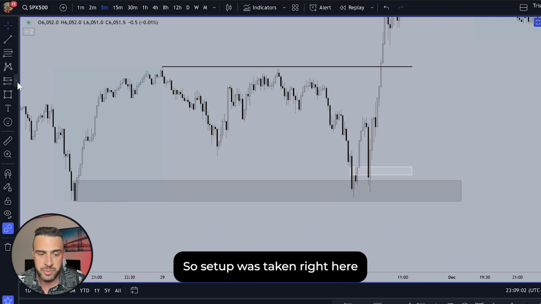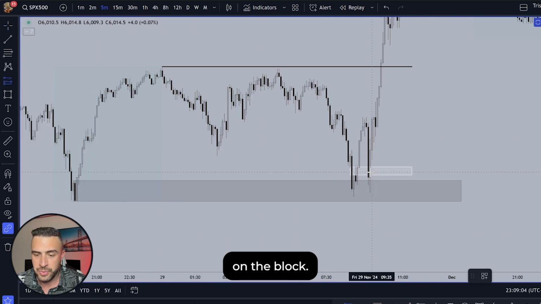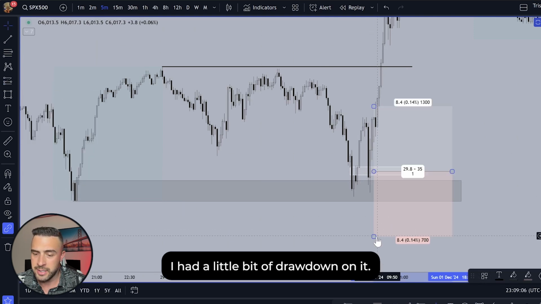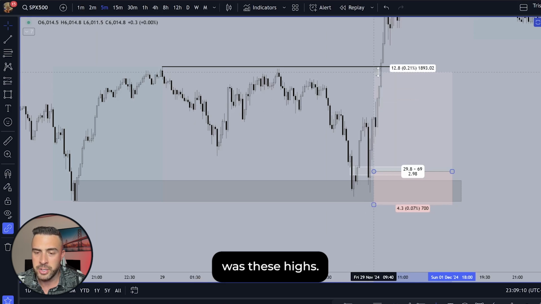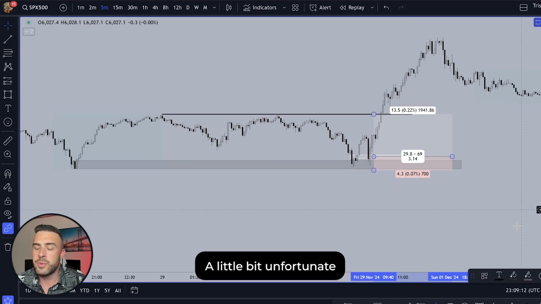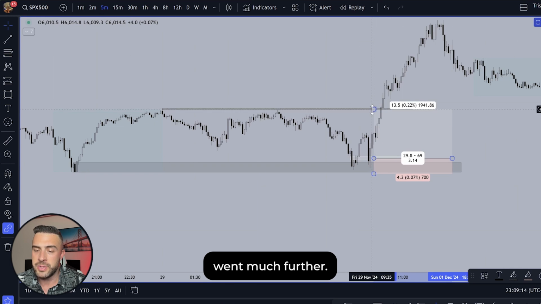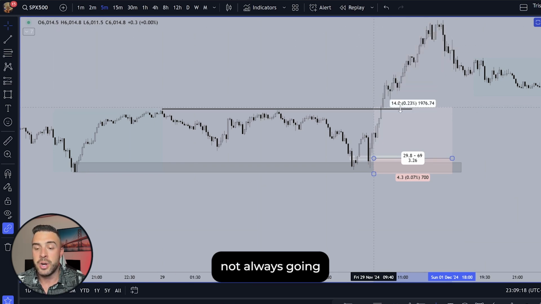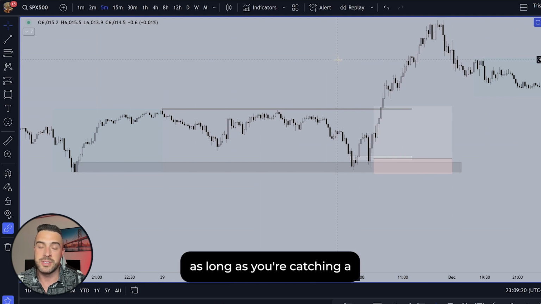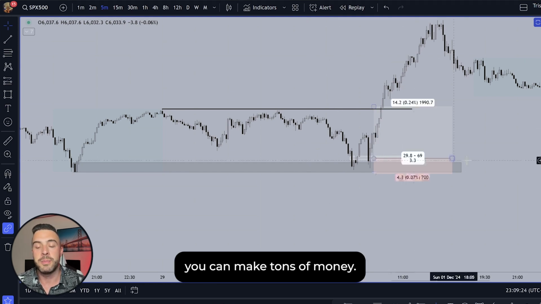So the setup was taken right here on the block. I had a little bit of drawdown on it. My stop loss was below the low and my target was these highs. A little bit unfortunate because it could have gone much further, but like I said, I'm more about the base hits. I don't really care. You're not always going to catch the entire move every time. As long as you're catching a couple R, it doesn't even have to be every day. Every week you can make tons of money.